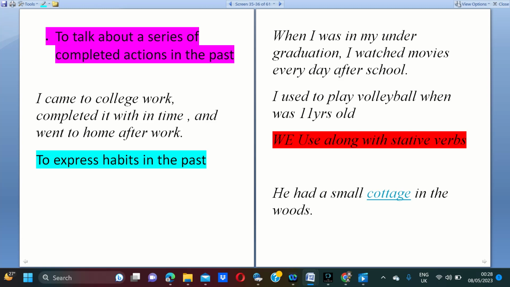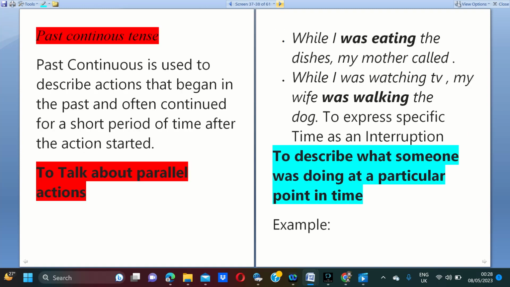To tell habitual actions, we can combine a number of tenses. See, in the first statement here, two past tense sentences are mixed. In the second statement also, two past tense sentences are mixed with appropriate subordinate conjunctions. Next, we use it with stative verbs also. He had a small cottage in the village. What are stative verbs? We have stative verbs and dynamic verbs. Stative verbs means be forms, have forms. All these are stative verbs.